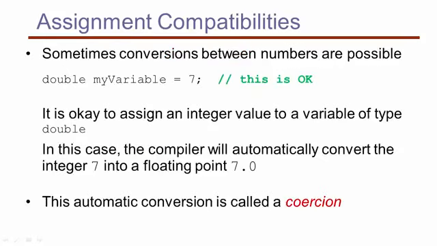As such, it is okay to assign an integer value to a variable of type double. In such a case, the compiler will automatically convert the integer value into a floating point value, since such a conversion will not lose information, and then assign the converted floating point value to the variable of type double. This automatic conversion that is made by the compiler is called a coercion.